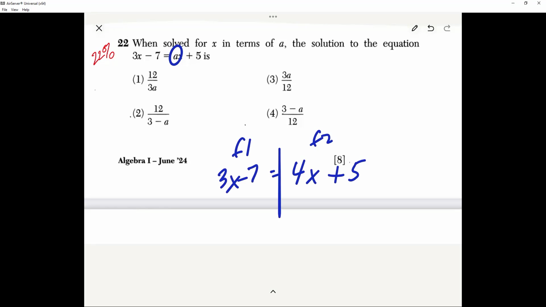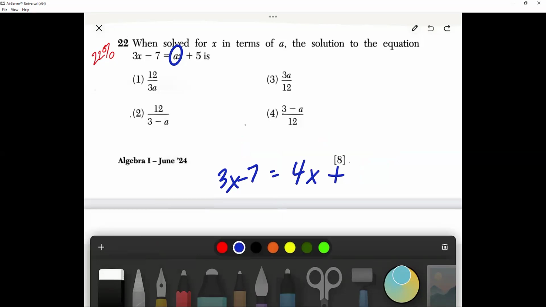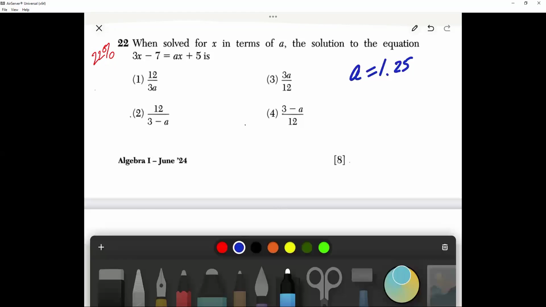Basically, what I just did here is what you should do. We're going to choose a value for A. You can use any value that you want, just don't use 1 or 0. I'm going to use my standard one, A equals 1.25. In this case, it might be better if I used an integer, but it really doesn't matter what you choose as long as you don't use 1 or 0, and as long as you go through and find the one that matches.